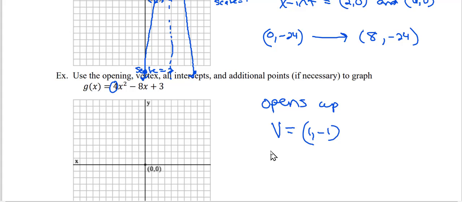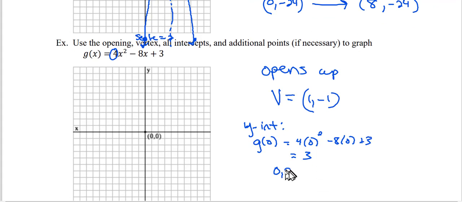We have not found any intercepts of this, so let's do that. The y-intercept, we're going to find a g of 0. 4 times 0 squared minus 8 times 0 plus 3. In this form, all of those go away, and it's just that constant on the end. So there's your y-intercept. Talk about x-intercepts. 0 equals 4x squared minus 8x plus 3.